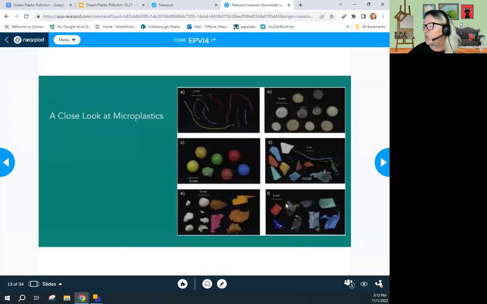Now, this is a close look at microplastics. So we can observe by looking at microplastics under a microscope that they are different shapes, they're different colors. There's even variation in the sizes, right? Some are very, very small, while others are just microscopic. There's a range in size.